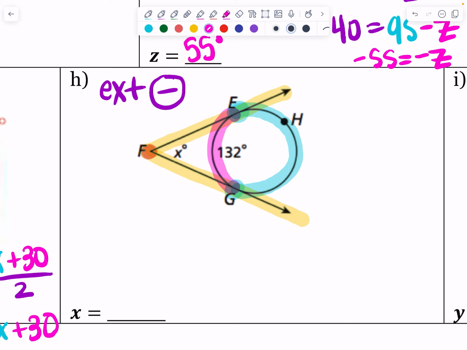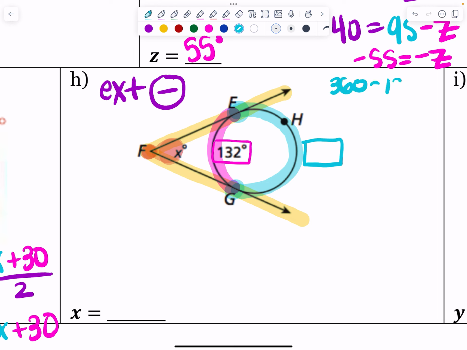But here we are looking for x, so we're actually looking for our exterior angle. The problem is I don't know what blue is. But since I know that this is 132, together these two should add up to 360. So I'm going to do 360 minus 132 to give me my blue amount. So let's find that real quick. There was just an extra step on this problem. That gives me 228 degrees. 228. Well, why does that help me?